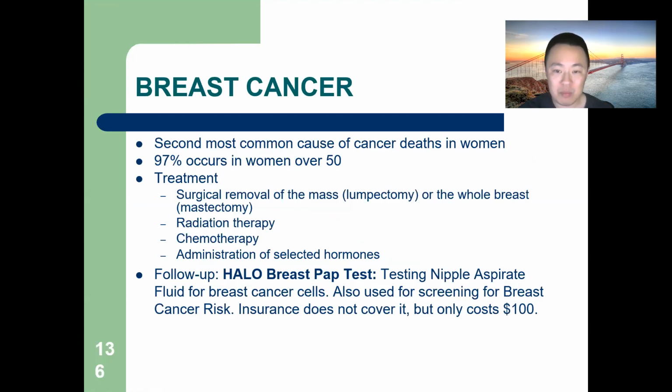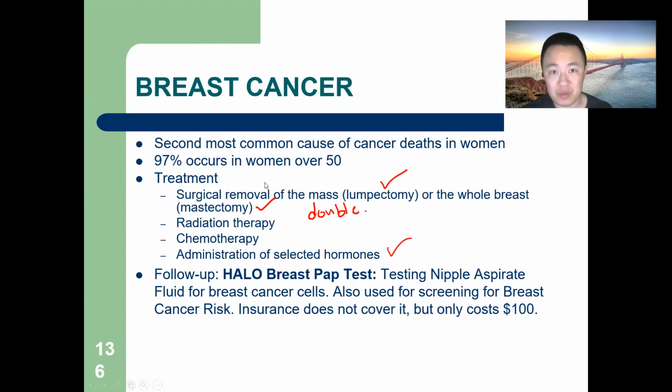Now, again, breast cancer is the second most common cause of cancer deaths in women. 97% occurs in women over the age of 50. Treatment here is to remove the breast tissue. Either remove a lump from the breast tissue, which is called a lumpectomy, or you remove one whole breast, which is a mastectomy. If you remove both of them, it's called a double mastectomy. Okay. There's also radiation therapy, chemotherapy, and also the administration of select hormones.